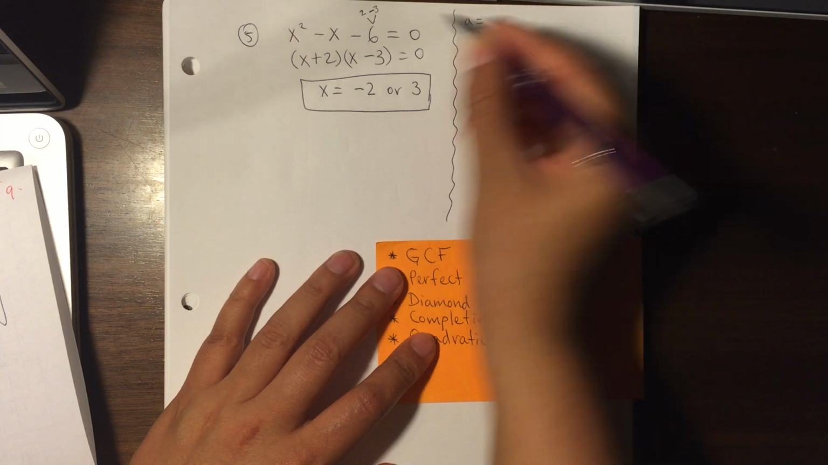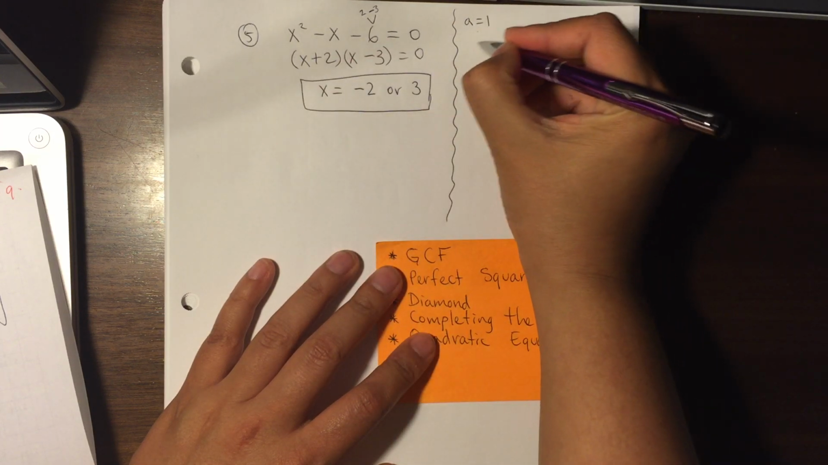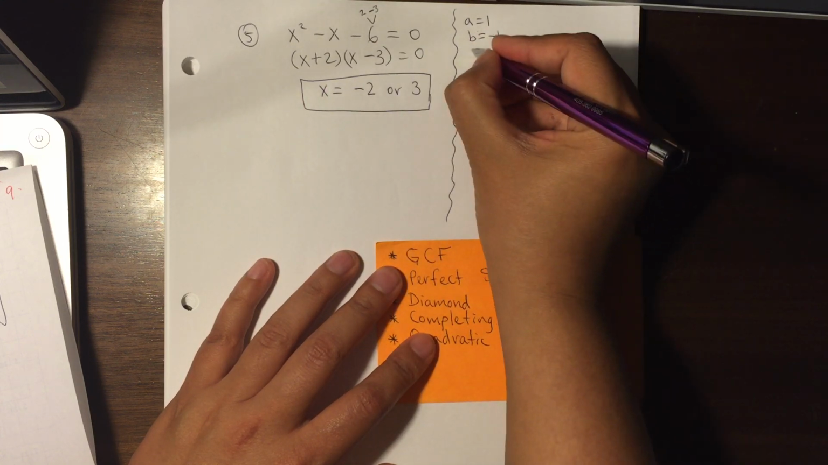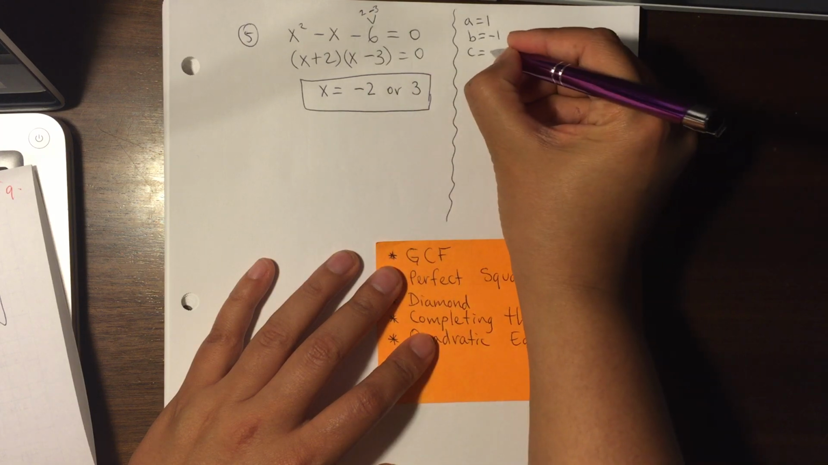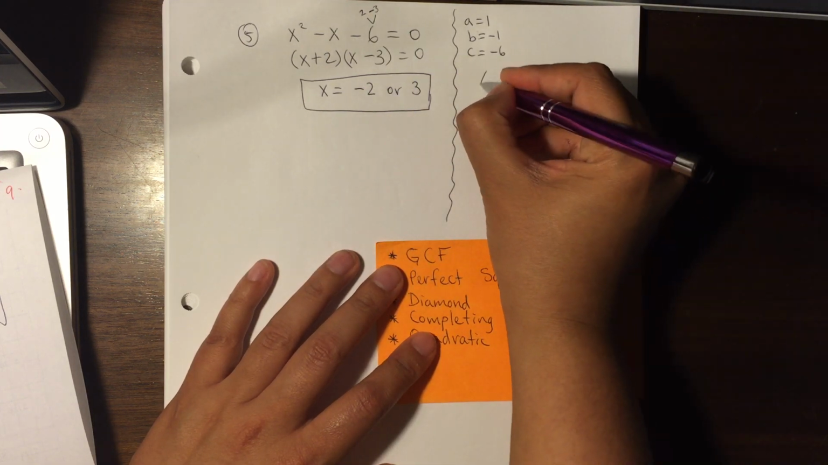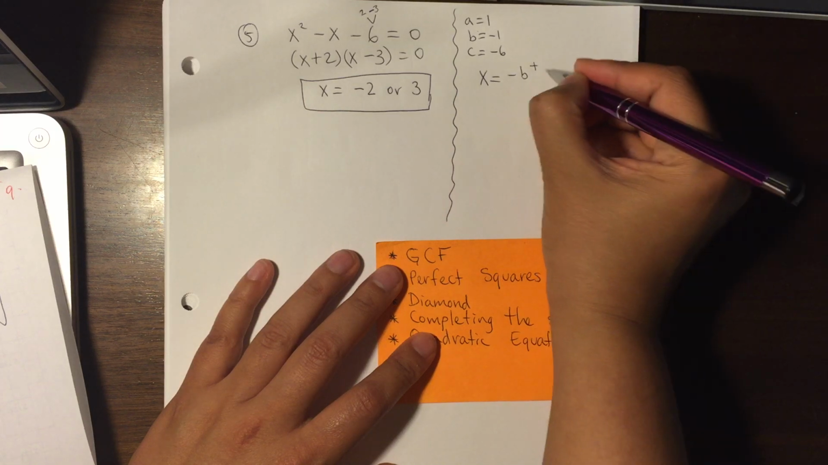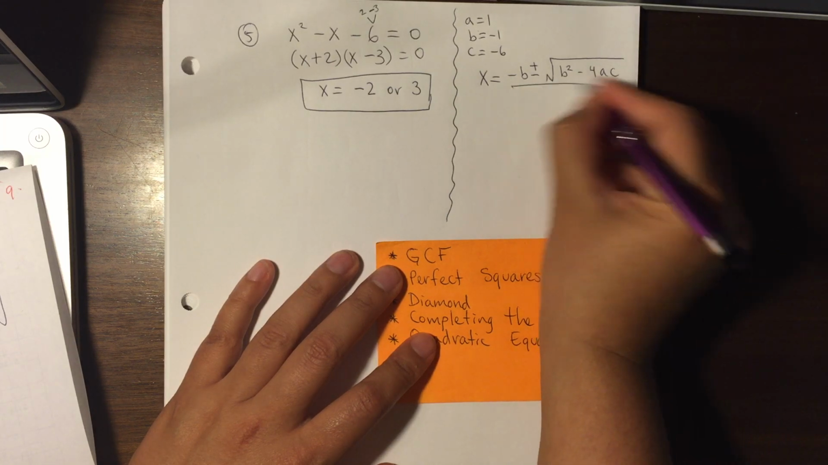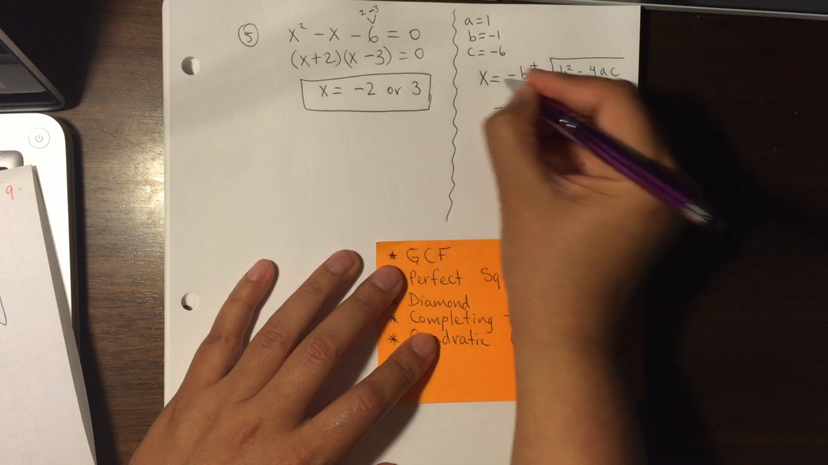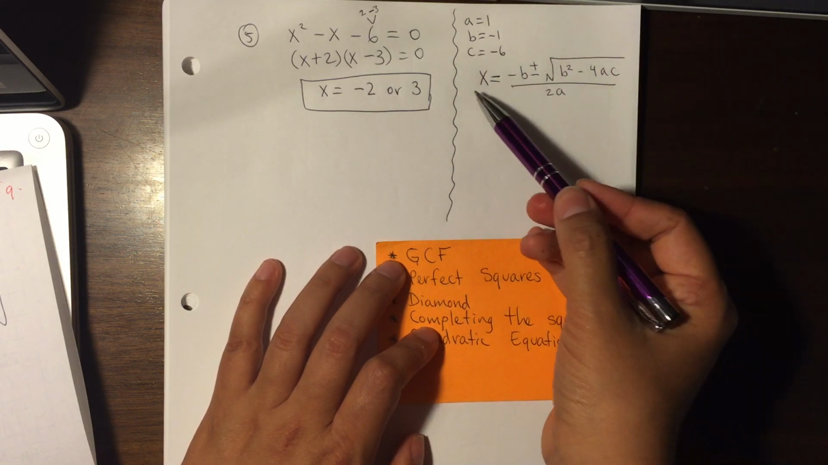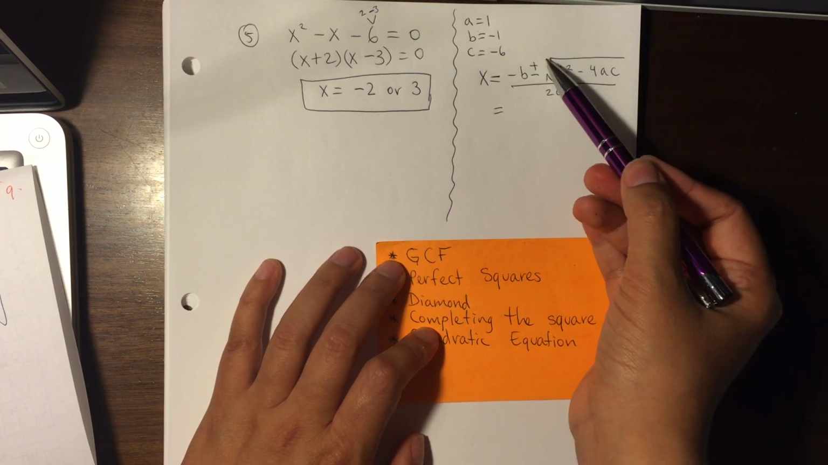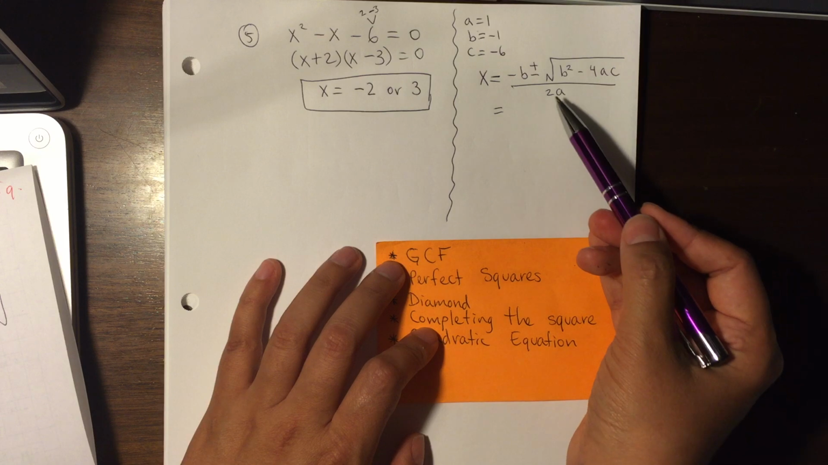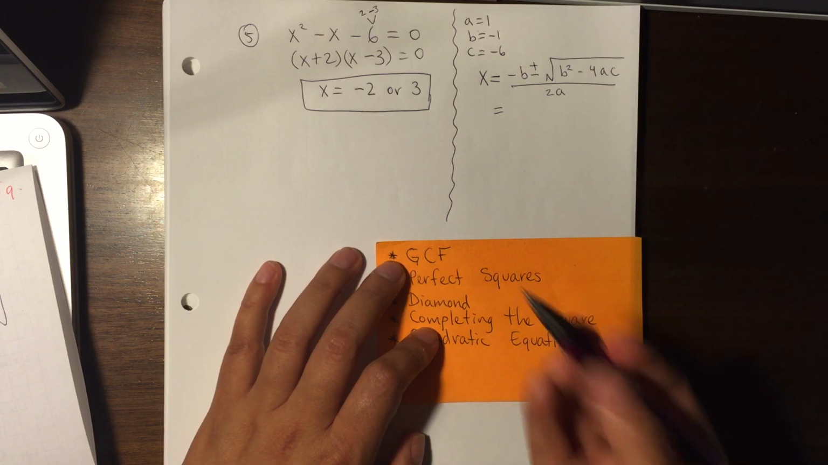So my a would be equals to 1. My b would be equals to negative 1. My c is equals to negative 6. And so remember that the formula is x is equals to negative b plus or minus the square root of b squared minus 4ac all over 2a. You can create a rap if you want to, but again, in class we have been saying x is equals to negative b plus or minus the square root of b squared minus 4ac all over 2a.